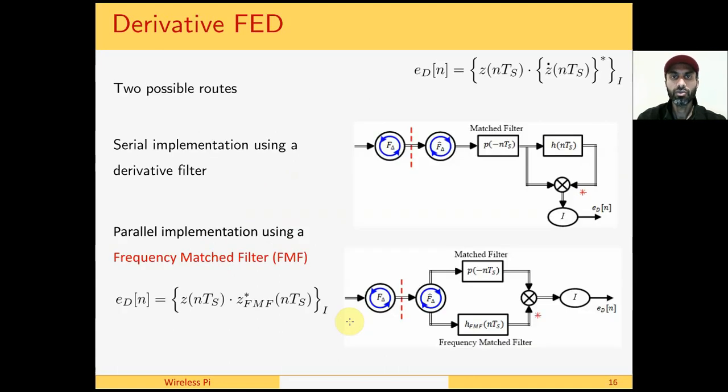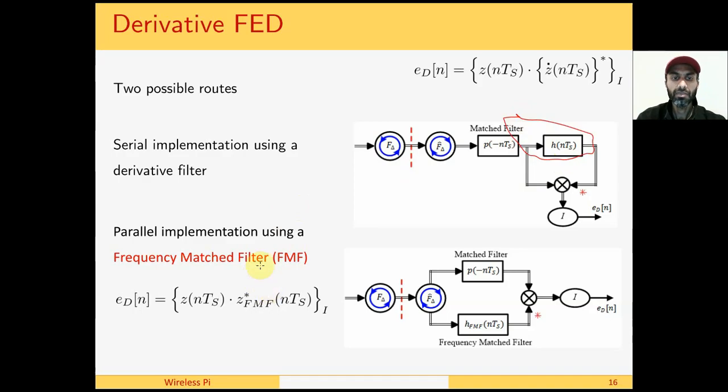Now there are two possible routes for this implementation. One is that we have the match filter output and we employ a derivative filter that takes a derivative of this output in real time. And then we multiply these two signals. In a delay sensitive application like an FLL, the delay of this filter can be significant.